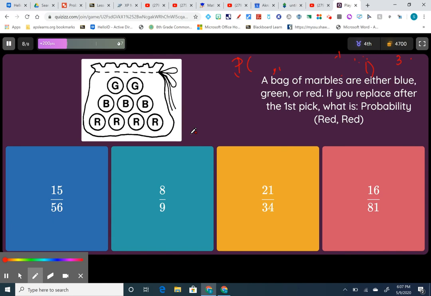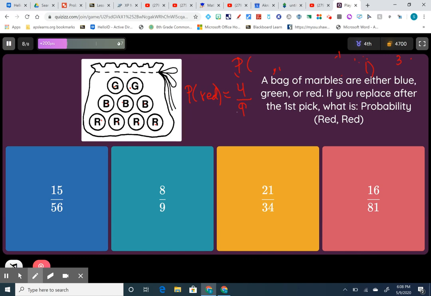Oh, it's that bag of marbles. Okay, bag of marbles are either blue, green, or red. If you replace, we're putting them back in. Hopefully you're thinking independent. We're going to pick once, and then we're going to pick again. So, probability of a red one. We have 4. Let me recount here. 1, 2, 3, 4, 5, 6, 7, 8, 9. I hope I counted that before.